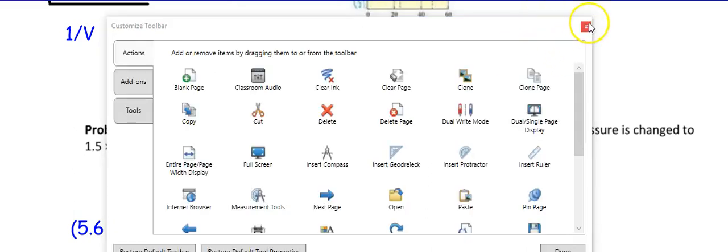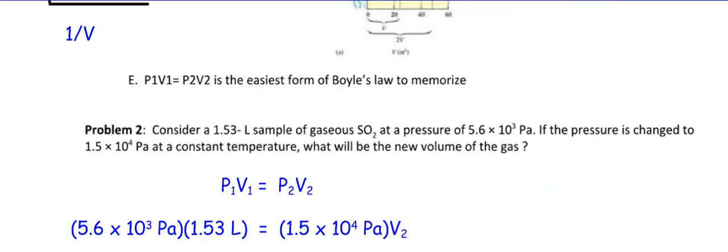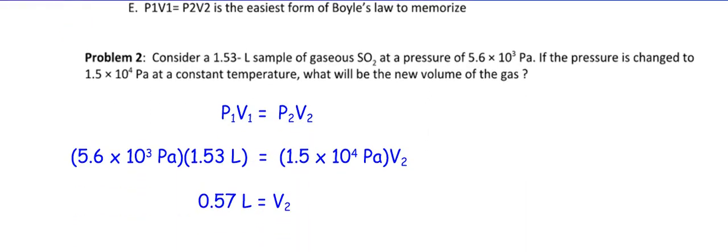Oops, I'm sorry, that shouldn't have appeared. I expect my volume to go down, so let's see what happens. Multiply these two numbers, then divide by 1.5 times 10 to the fourth, and I got 0.57 liters. If I cross out pascals, my only unit left is liters, and that makes sense because that is a volume unit. So yes, my volume went down. I have 2 sig figs, and I have my unit liters left. Everything seems to make sense.